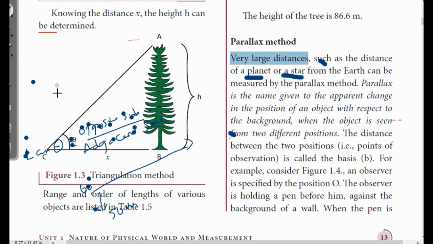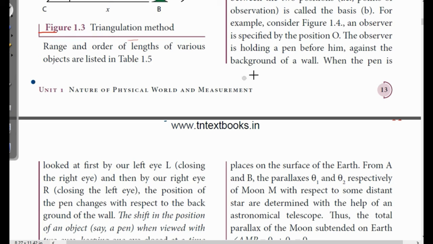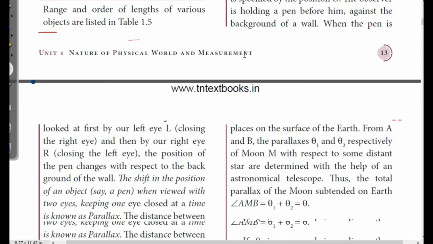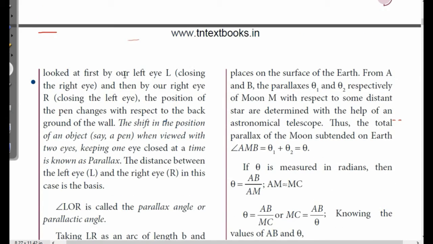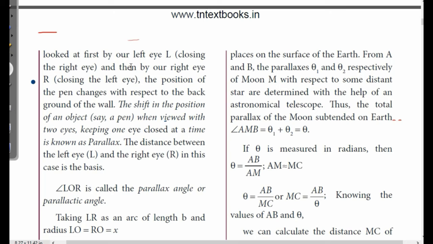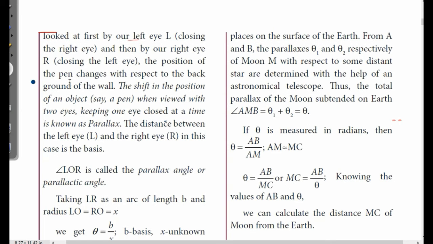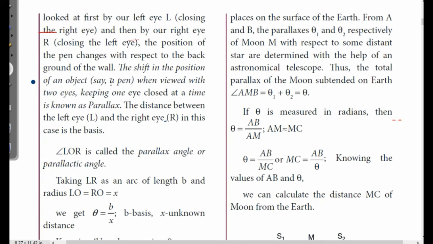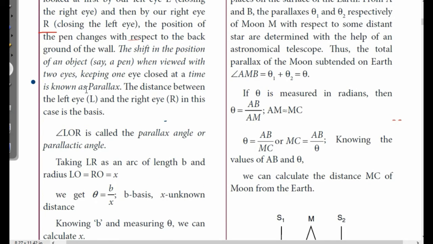So now we will see what this is. The observer is holding a pen before him against the backdrop of a wall. When the pen is looked at first by our left eye L, closing the right eye, and then by our right eye, closing the left eye, the position of the pen changes with respect to the background of the wall. This shift in position of an object, here the pen, when viewed with two eyes, keeping one eye closed at a time, is known as parallax. You can just make an experiment of it. This is very clear.